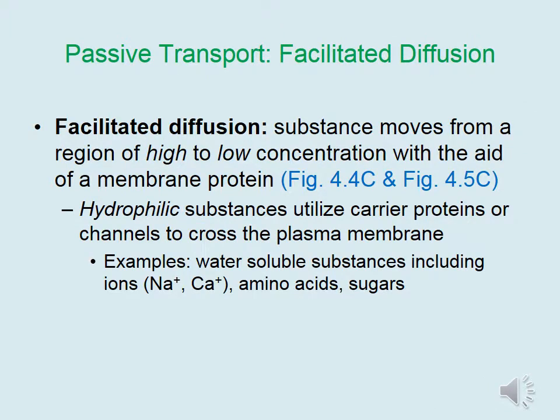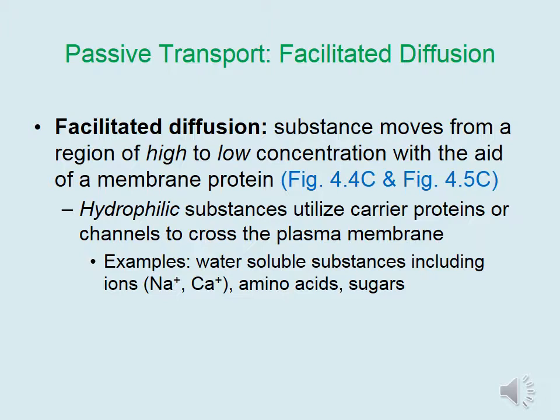The last type of passive transport that we discuss is facilitated diffusion. Keep in mind that all mechanisms that fall under passive transport move substances from a region of high to low concentration and therefore require no energy from the cell. Facilitate means to help. So in this case, substances move from a region of high to low concentration with the aid of a membrane protein.